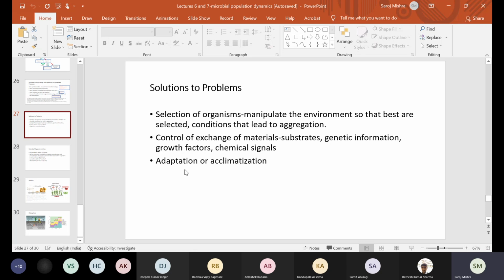Adaptation or acclimatization is another process where, as soon as you take an inoculum, sometimes it doesn't work right away, but rather it takes time to adapt to those conditions. Okay, so these are some of the solutions which are available to you whenever you want to work as an applied microbial ecologist and with the working of such a bioreactor.